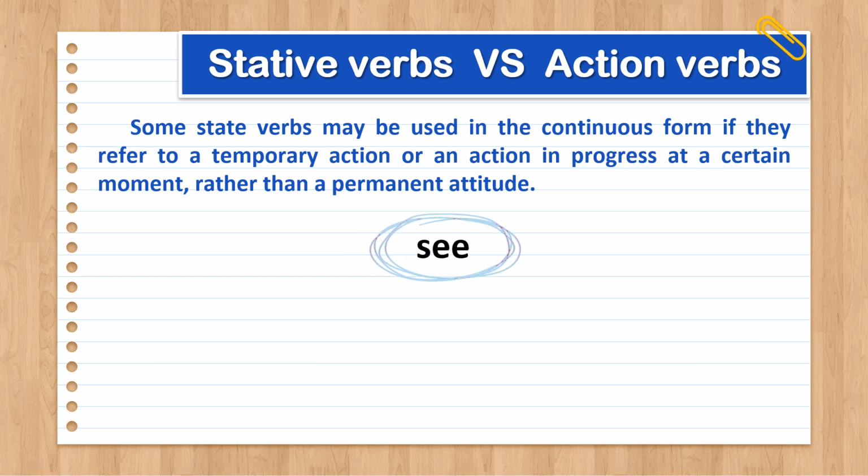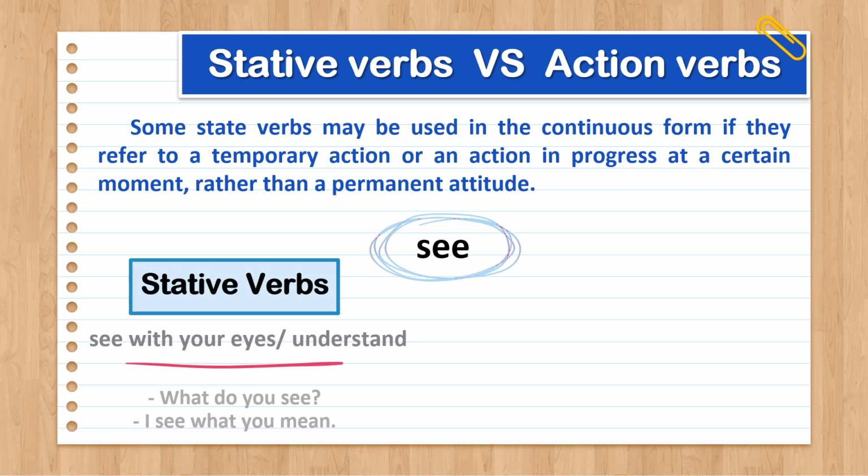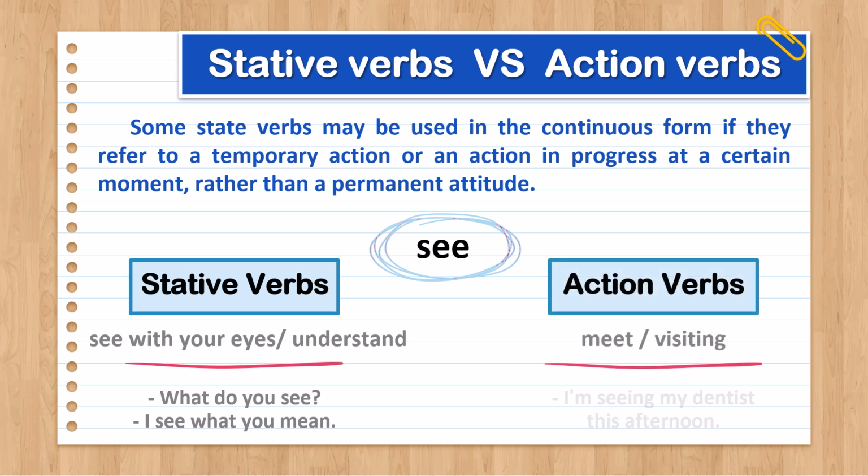Let's look at C. I see what you mean. What do you see? This means understanding or use your eyes. It is stative verbs. But if I say I'm seeing my dentist this afternoon, now it means meeting. This is a scheduled action. It is an action verb. Same word, different meaning.